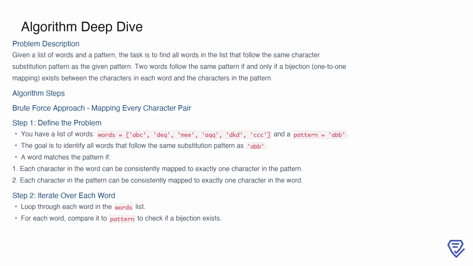To approach this, we can use a brute force method where we compare each word in the list to the pattern. The first step is to clearly define the problem, which we've done here. Next, we iterate over each word in the list, comparing it to the pattern to check if the mapping is valid. Let's take a closer look at how we ensure these mappings are correct in the next steps.